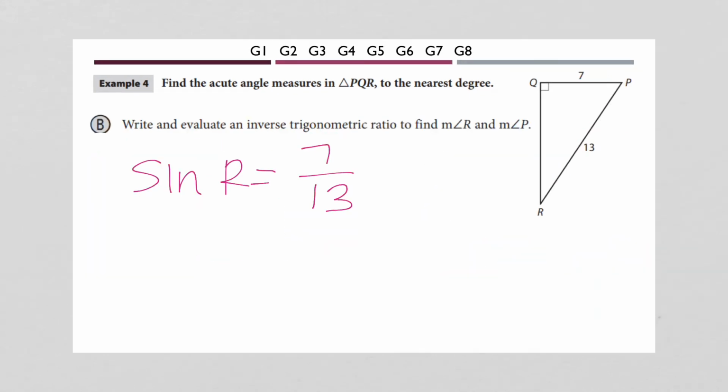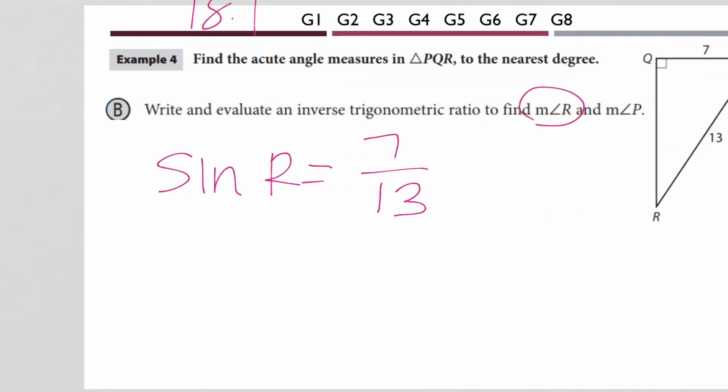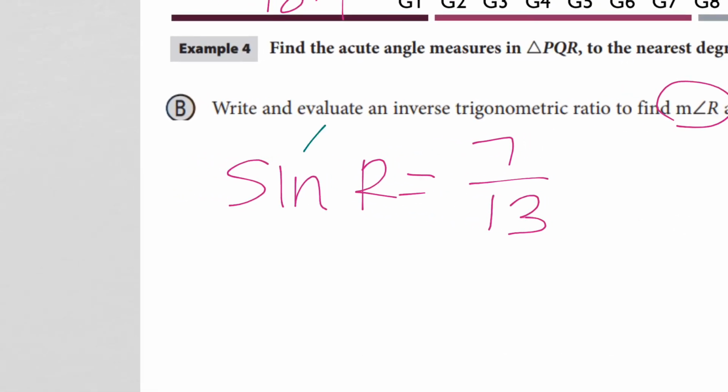Remember that based on module 18.1, they said that if you're ever finding or trying to find the measurement of an angle, to use the inverse function. So I want to get rid of sine. I just want R to be left, which is the angle measure. So the inverse of sine would be sine inverse.